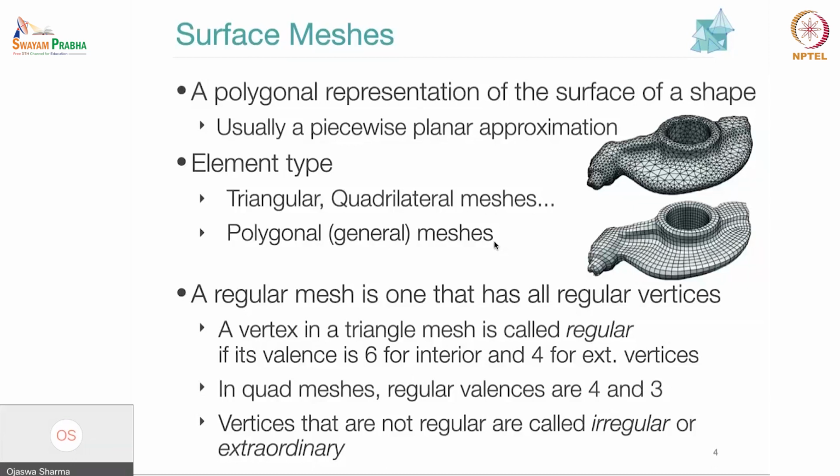If you don't understand, let me know, but I hope this is clear. And vertices that are not regular are called irregular or extraordinary vertices. It is not necessary that you have all regular vertices in a mesh. It is pretty common to have meshes that have extraordinary vertices. Okay. So that's about surface meshes. So this tiling covers the boundary of the shape. There is nothing interior. There is nothing inside.